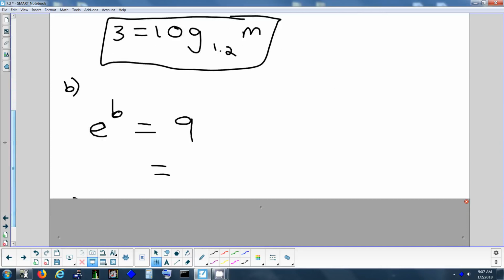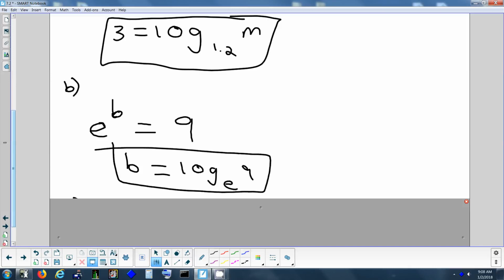Okay. Anyone think they could tell me what it would be when you change that to log form? Yeah, sure. Go do the whole thing. I'm pretty sure it's b equals log with the base of e, and that last one is 9. Yep. So b equals log base e. That's the type of log you're doing. And then tell the person what you're taking the log of: 9. Log base e of 9.